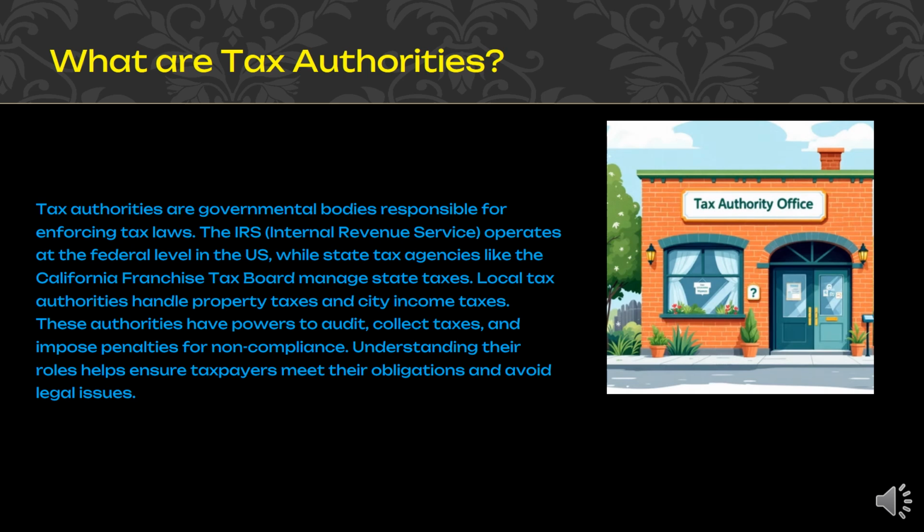International cooperation and compliance. In a globalized economy, tax authorities work with international organizations such as the OECD and the United Nations to implement and comply with international tax standards such as BEPS, the Base Erosion and Profit Shifting Framework. Cross-border cooperation allows tax authorities to address issues like tax avoidance, transfer pricing, and financial transparency.